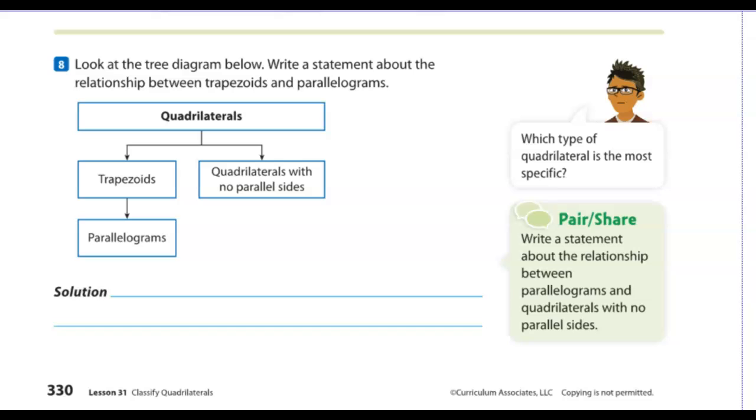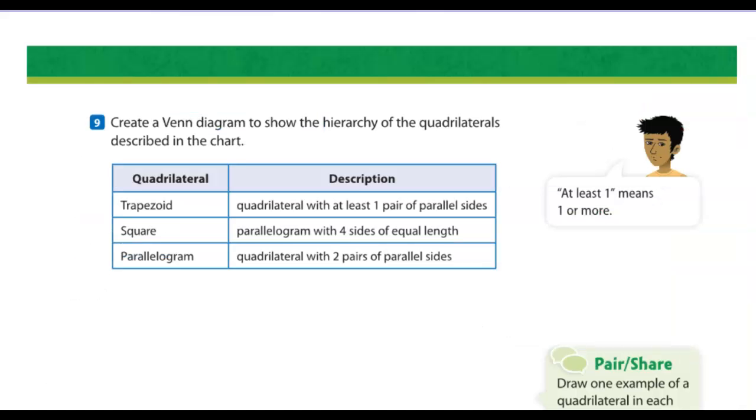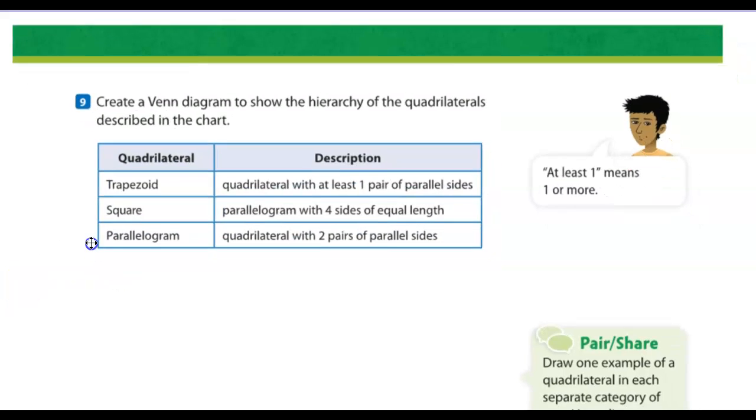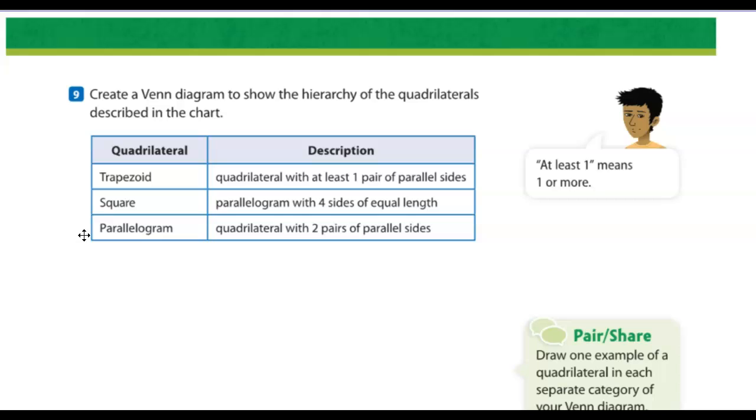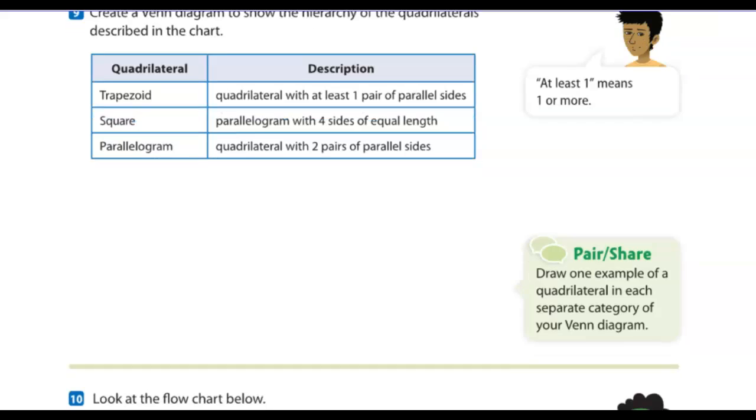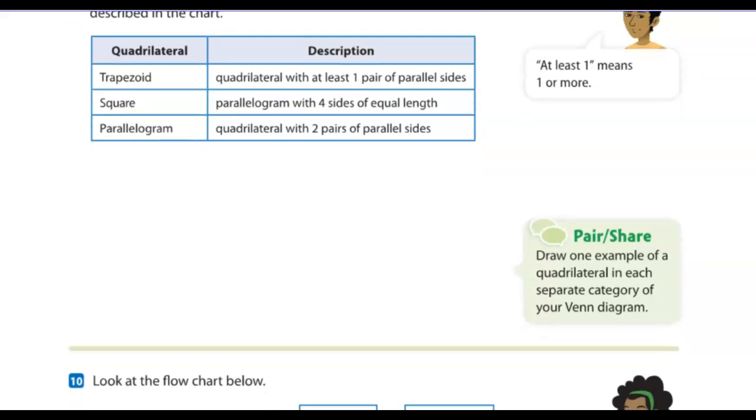Let's turn to page 331. Create a Venn diagram to show the hierarchy of the quadrilaterals in the chart. So in this one, you could create the Venn diagram, something like the one that we had on the previous page in the example, because it does say Venn diagram. So I would like for you to pause the video. I would like for you to answer this question and then resume the video.